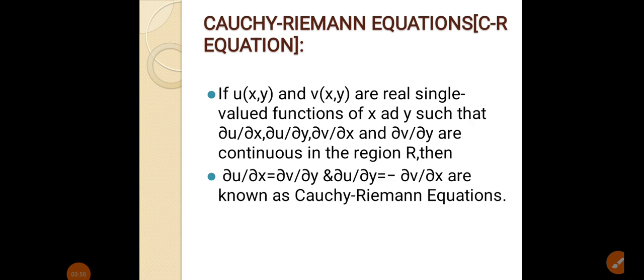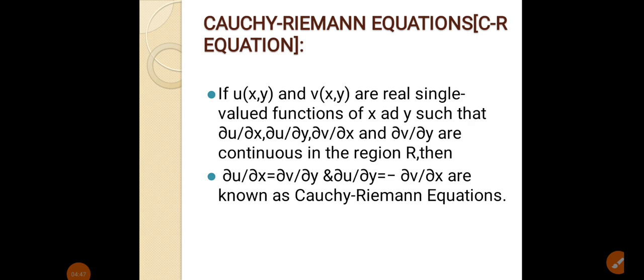We have taken two real single valued functions u of x y and v of x y, and the first order partial derivatives del u by del x, del u by del y, del v by del x and del v by del y are continuous in the region R. Then del u by del x is equal to del v by del y and del u by del y is equal to minus del v by del x, which are known as Cauchy-Riemann equations, that is, the CR equations.